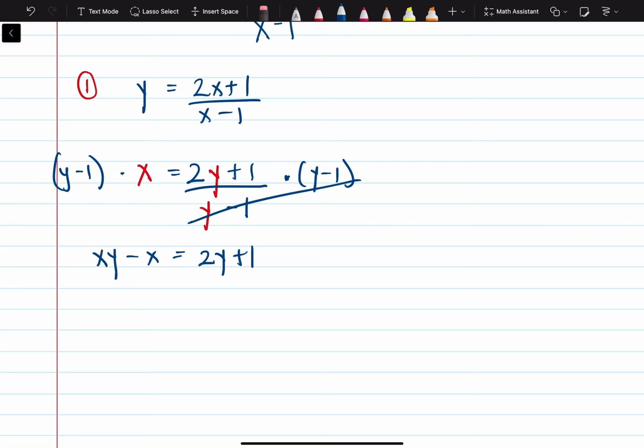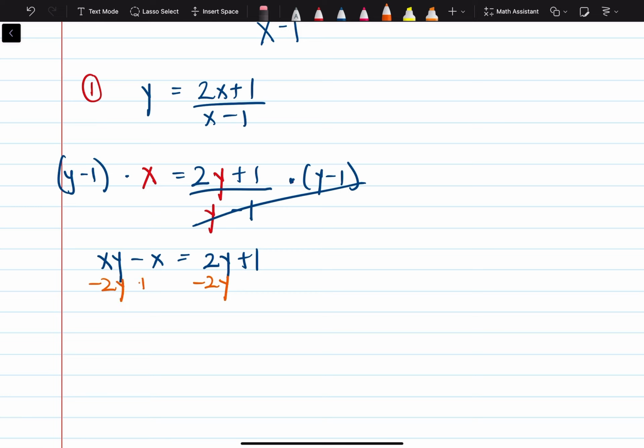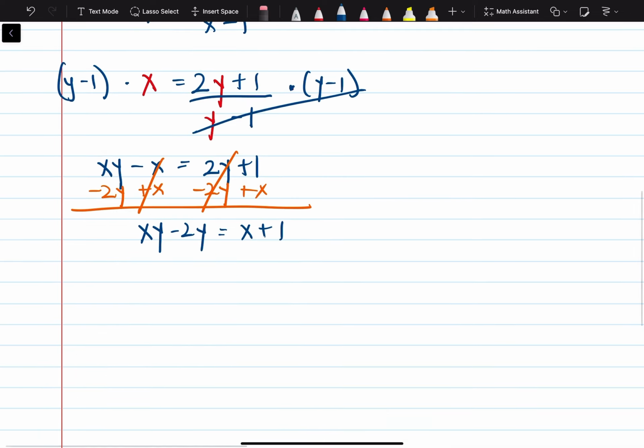And then again, your goal here is to solve for y. So let's get our y's to one side and then our x's to the other side. So here I can subtract 2y to this side, and then I can add x to this side. So this eliminates out, xy plus minus 2y, those are not like terms, so I'm just going to bring them down separately. And then equal to 1 plus x are not like terms again, so I'm just going to bring those down separately. Again, my goal here is to solve for y.